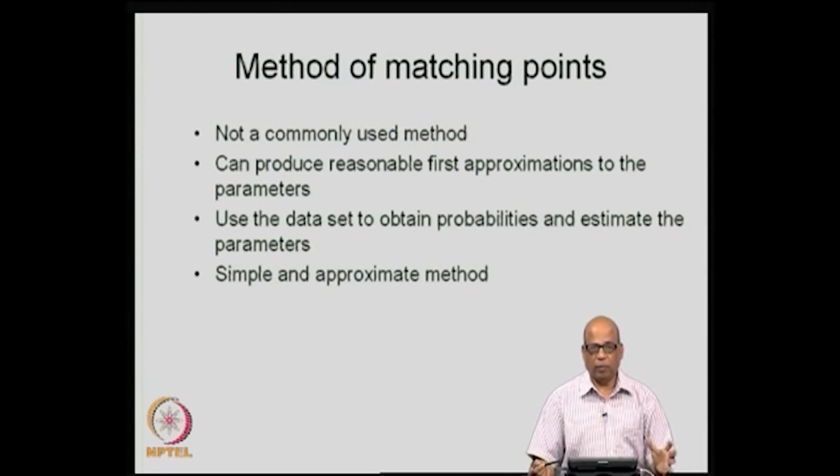However, when you have samples from which we can estimate, let us say, that the probability of x being greater than or equal to a given value is 80% and so on, when you can estimate those things as first cut estimates of parameters, you can use this. It is a simple and approximate method.